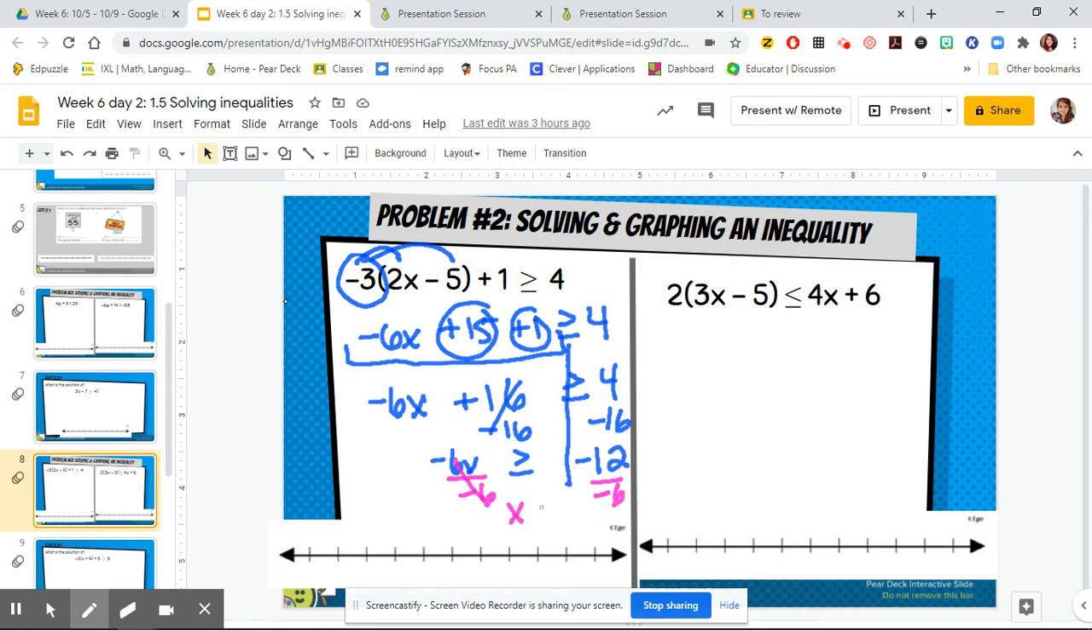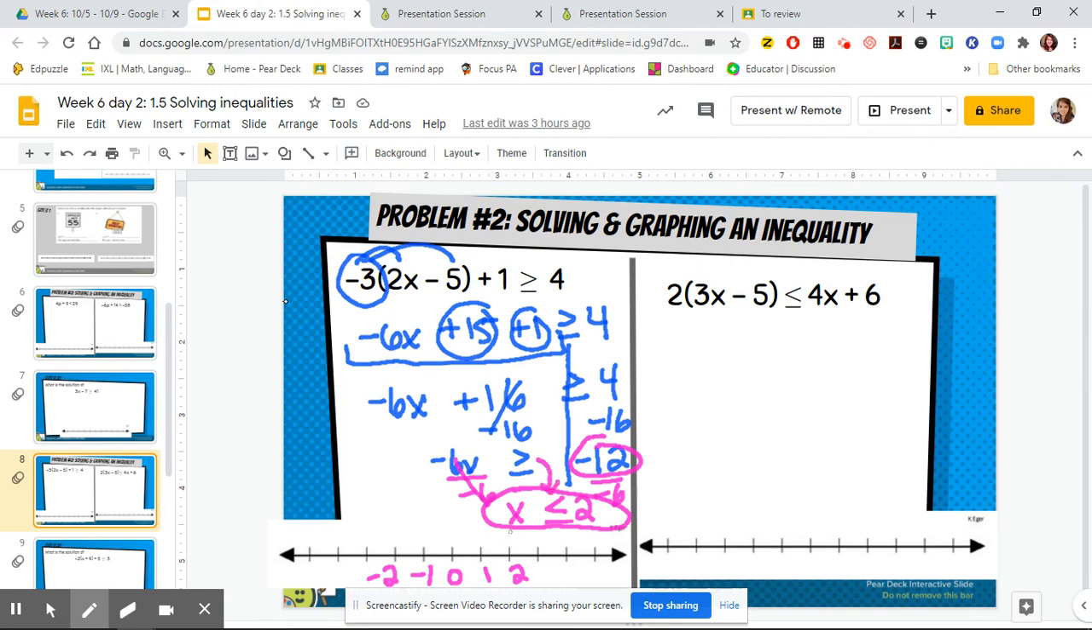So if I look at this, I have x is going to be less than or equal to, because we changed our negative 12 to a positive 2. So our inequality was on the left side of 0 because it was negative 12, but now it's on the right side because it's positive 2. So I'm going to reverse my inequality from greater than or equal to less than or equal to.